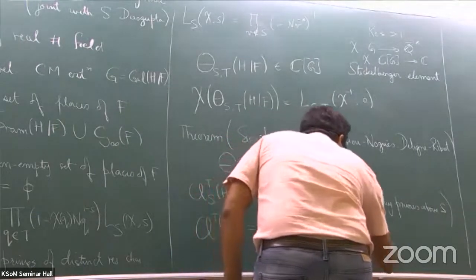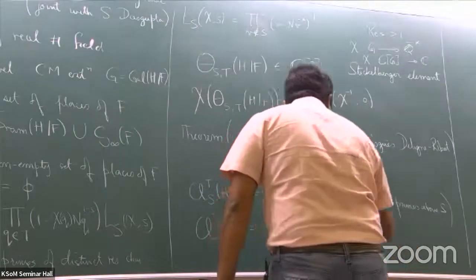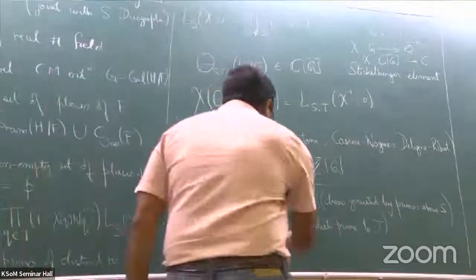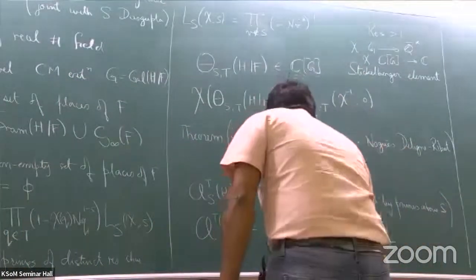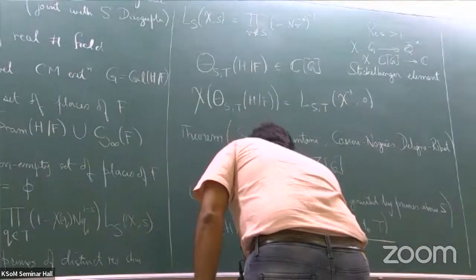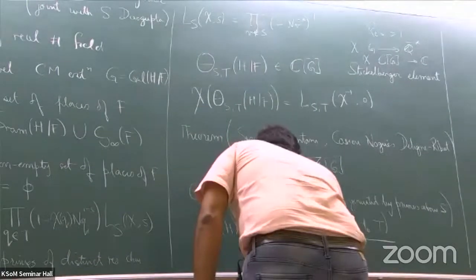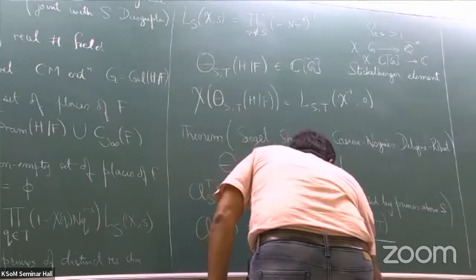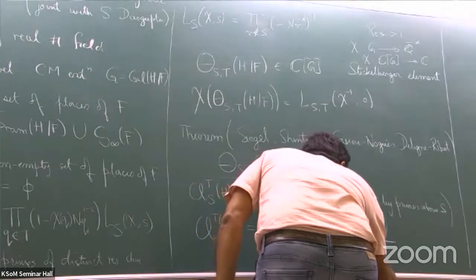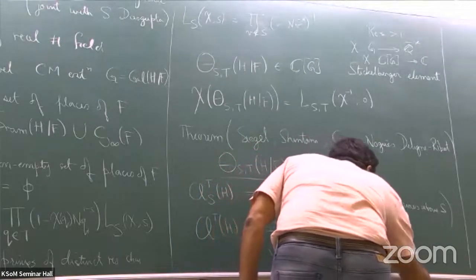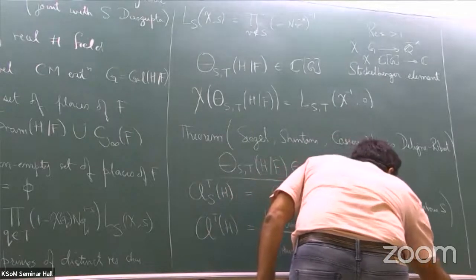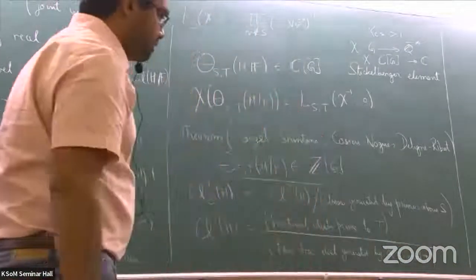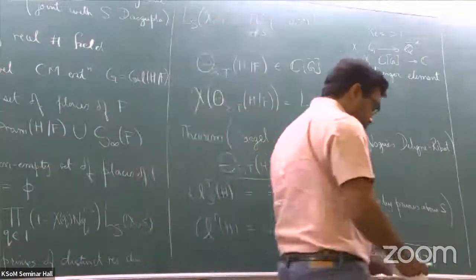Prime to P, which means fractional ideals which are prime to the ideals above P in H, modulo principal fractional ideals generated by alpha congruent to 1 modulo T, and I'll again write it like this, which simply means that it's congruent to 1 modulo every prime in T.